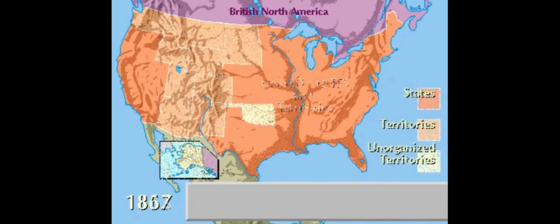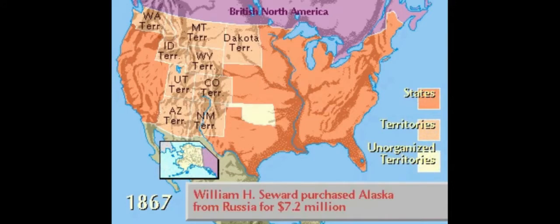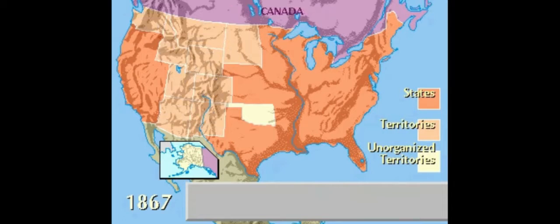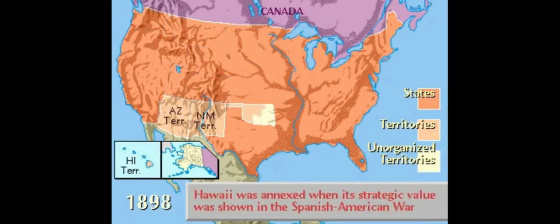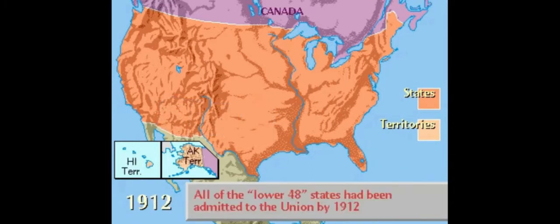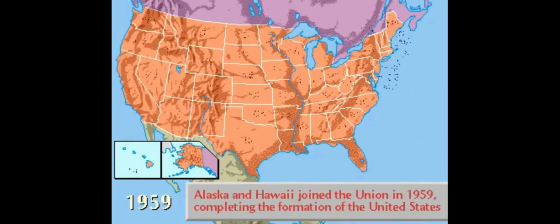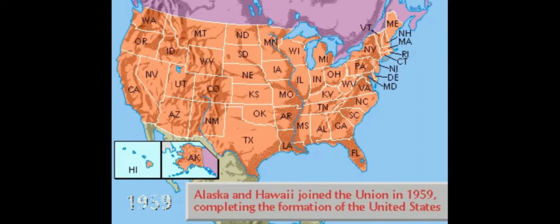In 1867, William Seward purchased Alaska for $7.2 million from Russia, which had been ready to abandon its designs for an empire so far away. The same year, Canada gained its independence from Britain. The Spanish-American War of 1898 proved Hawaii to be of strategic importance to the U.S. Navy, and it was annexed, as well as Puerto Rico from Spain. By 1912, all of the territories of the lower 48 were admitted as states. Alaska and Hawaii joined the Union in 1959, completing the current formation of the United States. So now we know how the United States expanded.